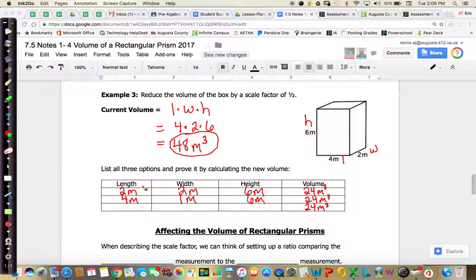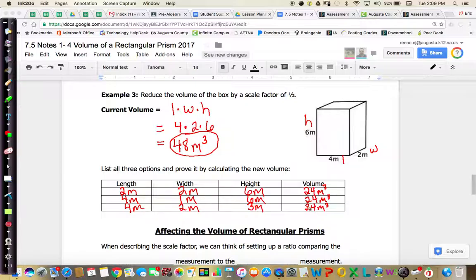And we've changed the length, we've changed the width. So the only other option I have is to change the height. So the original height is 6. So what's half of 6? That's correct, 3. And now I need to fill in the original length, which is 4, and the original width, which is 2. And let's verify. 4 times 2 is 8. 8 times 3 is 24.